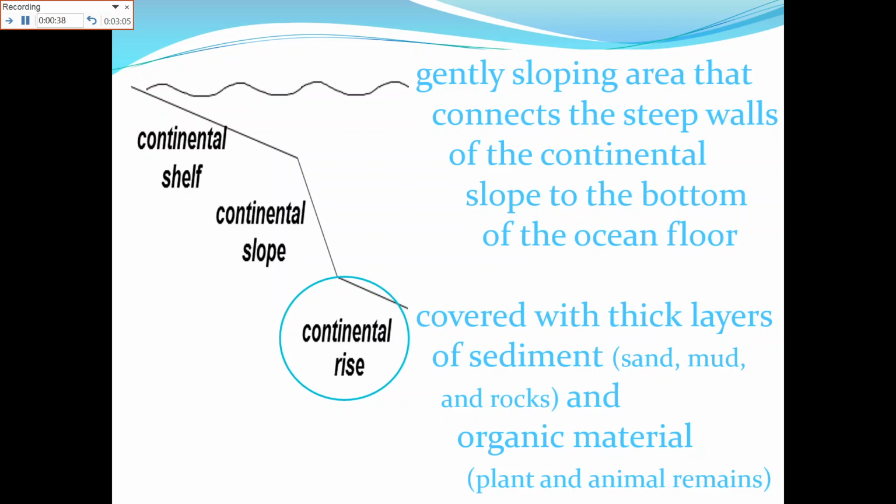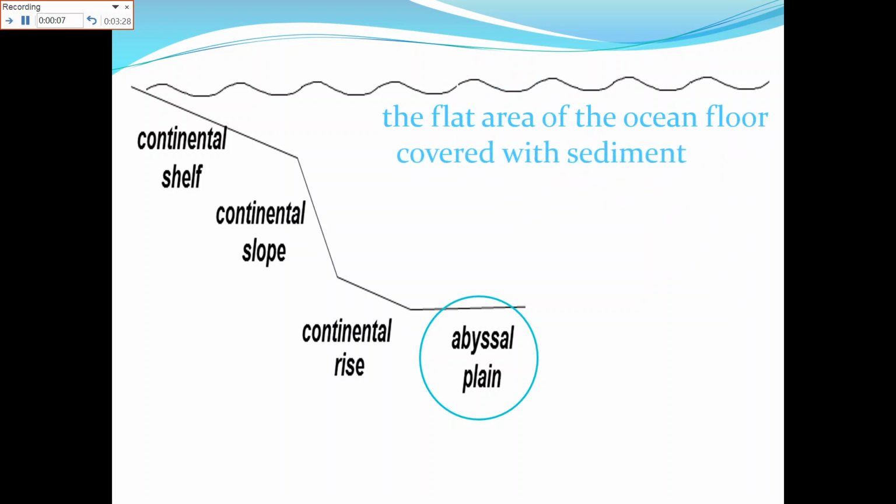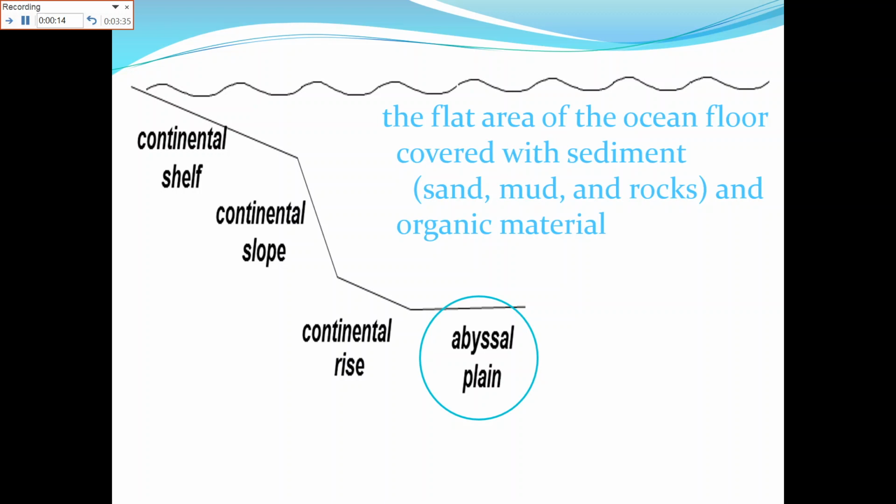Then you have a steep slope, which is your continental slope. And then you have a continental rise, which is another gentle slope. And then at the very bottom, you're going to have your abyssal plain. The abyssal plain, the word plain should kind of give it away. Plain, like the Great Plains. It's a flat area of ocean floor covered with sediment, sand, mud, rocks, organic material, aka dead stuff.